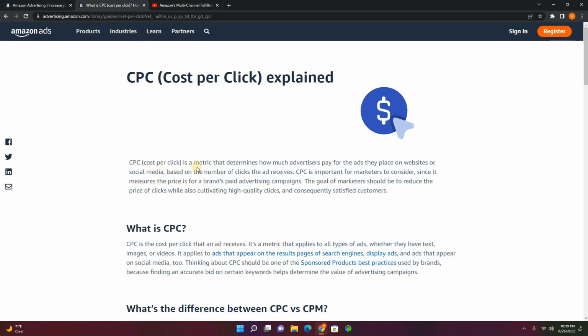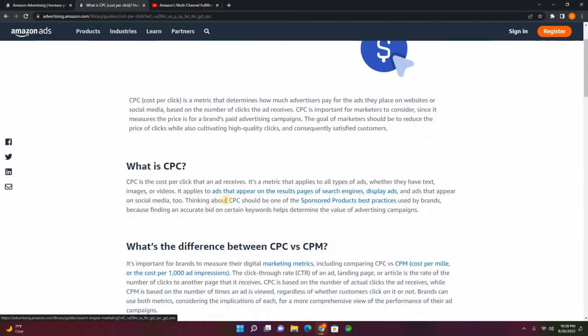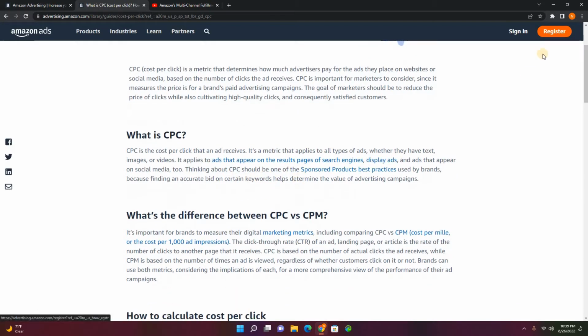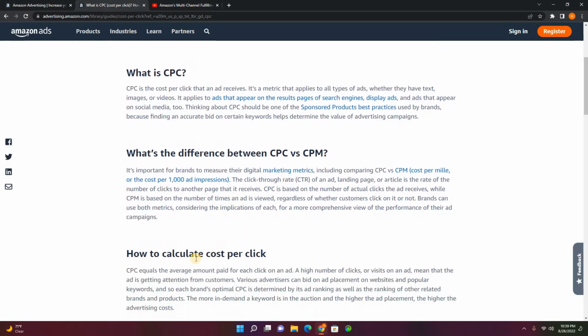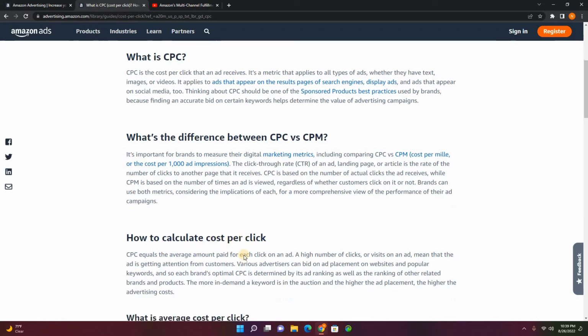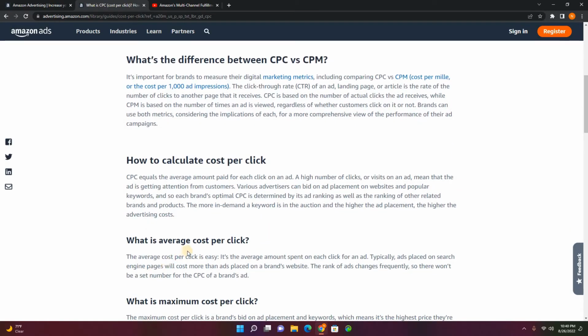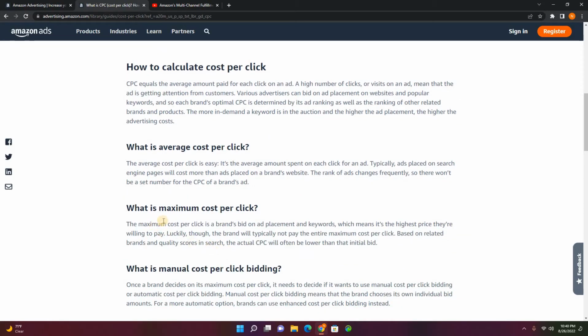CPC, cost per click, so you can check from here a little more detail on what the CPC is, the definition in full. If you want to register yourself, you can register from here. What is the difference between the CPC and CPM? How to calculate a cost per click? What is the average cost per click? What is the maximum cost per click? What is the manual cost per click?